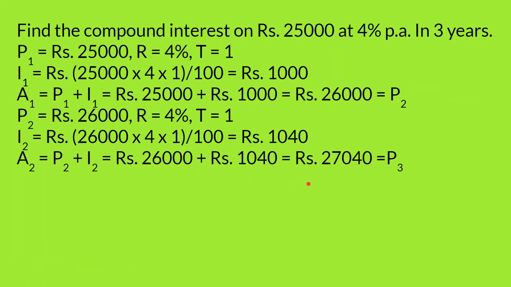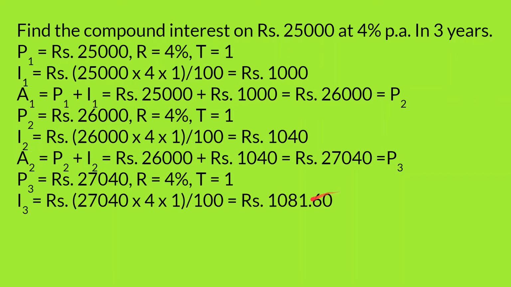Amount for the second year will be P2 plus I2, that's 26,000 plus 1040, so 27,040 is our principal for the third year. So P3 is equal to 27,040, rate is equal to 4%, time period is equal to 1. Again I3 is equal to rupees 27,040 into 4 into 1. This 0 will cancel this. 2704 into 4 is 10816. Since this 10 is in the denominator, we'll take rupees 1081.60.